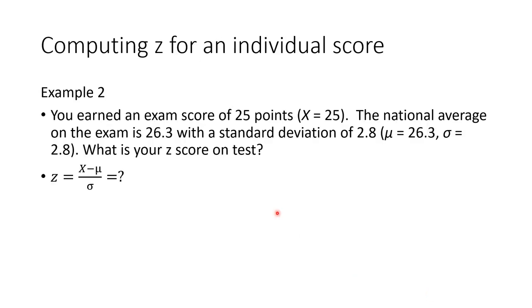Let's do a second example. In this case, you've got 25 points on your test. Your national average is 26.3 and your standard deviation is 2.8. Go ahead and press pause and try and find your z-score. You should have found your z-score to be negative 0.464.